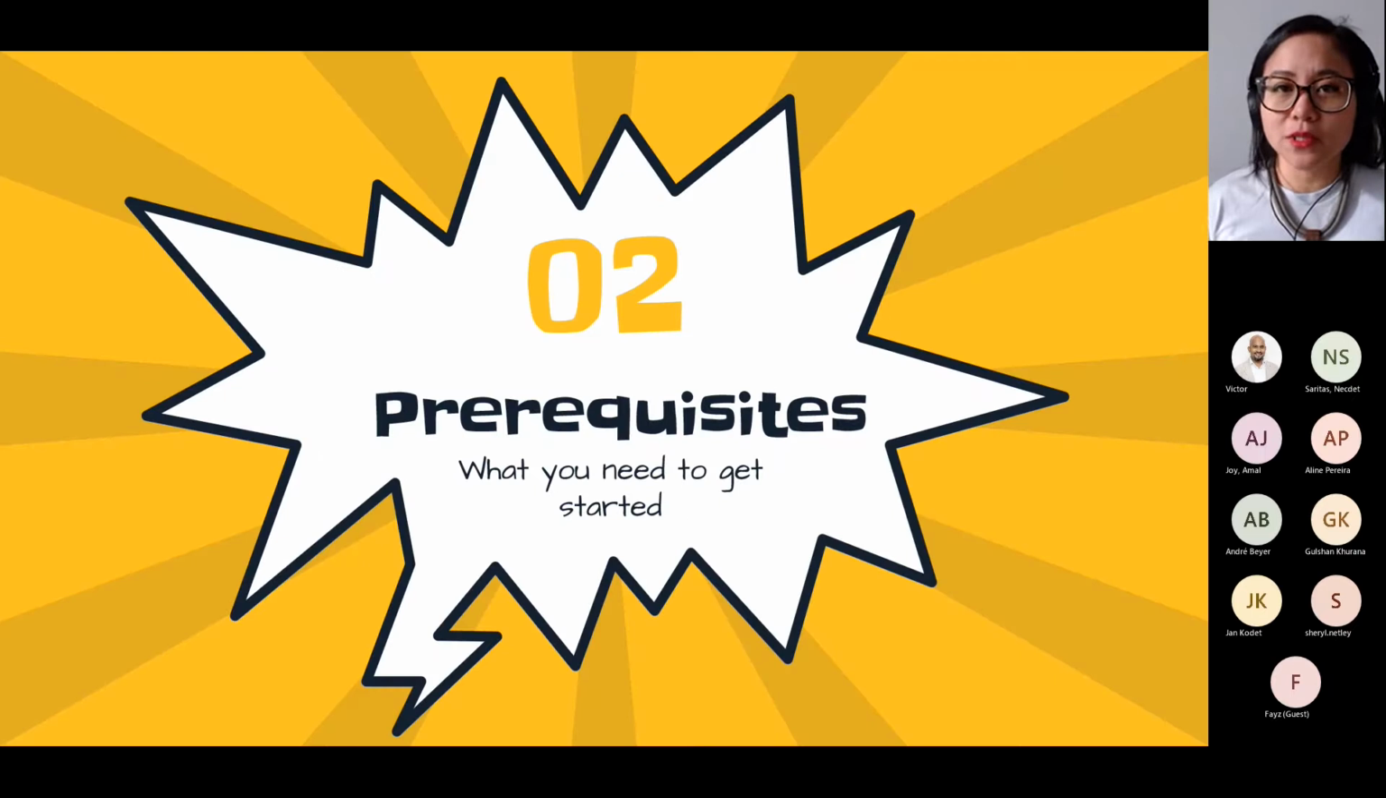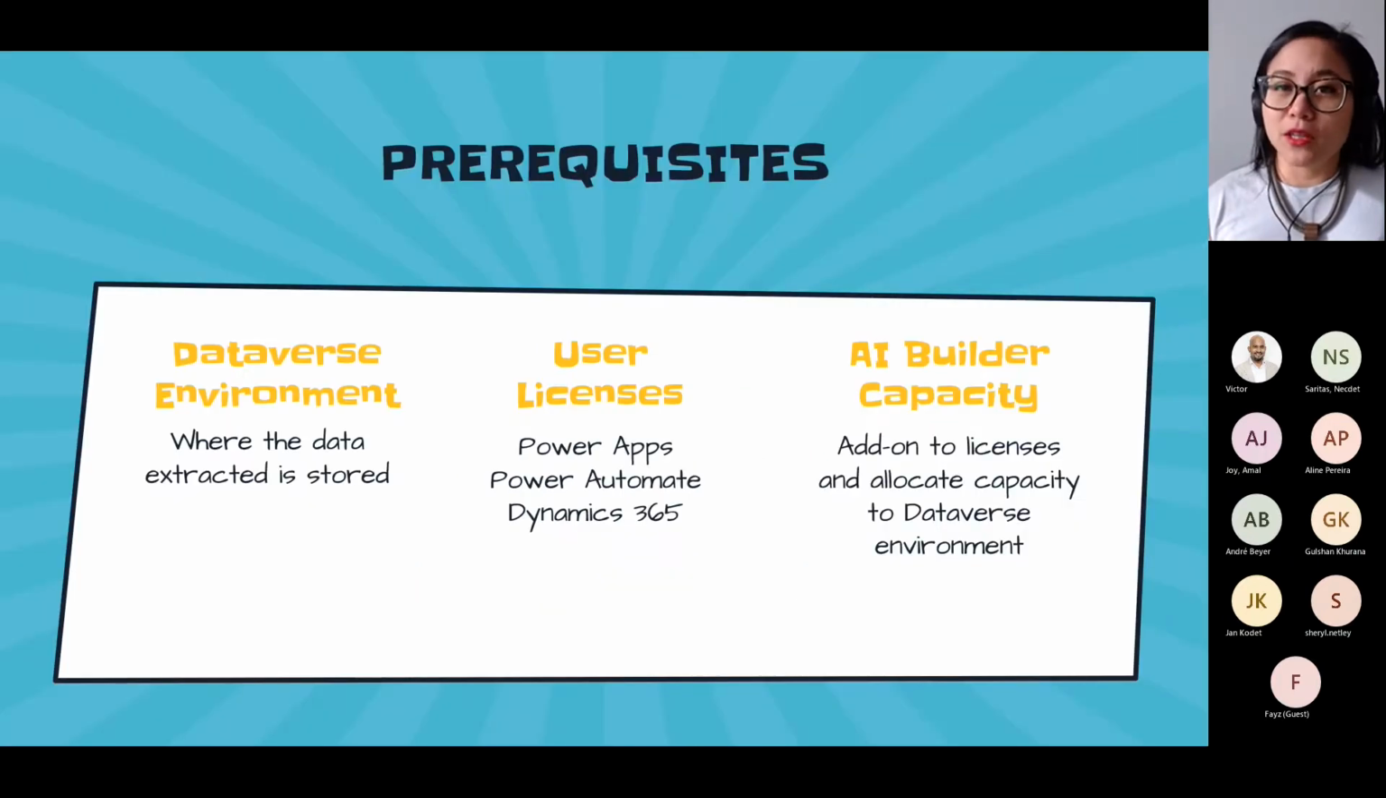Okay, so in terms of the prerequisites, what do you need in order to get started with AI Builder, to get hands-on experience with AI Builder? There are pretty much three things that you need to have. The first one is a Dataverse environment. The reason why you need a Dataverse environment is that's where the data is essentially going to be stored in terms of the analytics that it's going to perform when it picks up and scans the form that you're going to process.